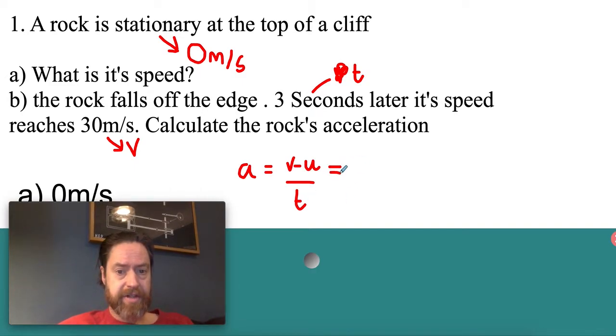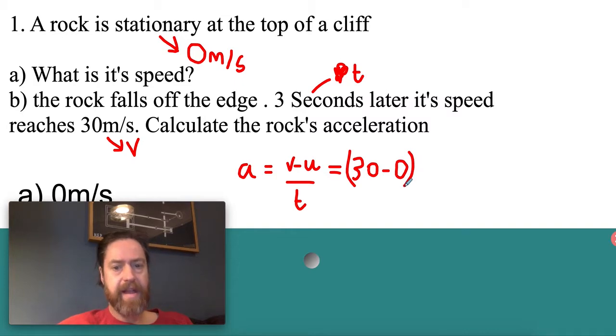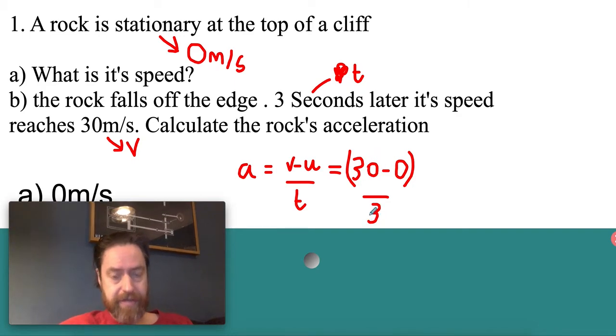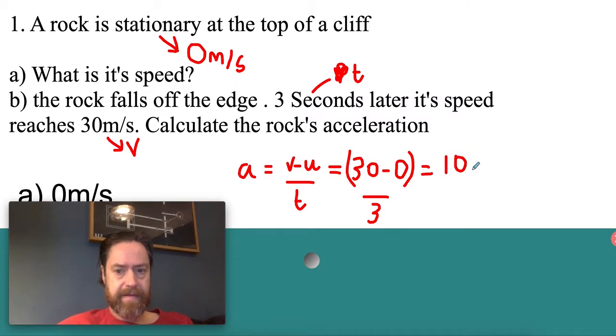I'm now going to substitute the numbers in. So it would be 30, the final velocity, minus, you don't really need to do this step, but I'm just doing it to be complete, minus 0, put it in brackets, and divide that by 3, making sure I do that part first. And then the final answer, 30 divided by 3, 10 meters per second squared.